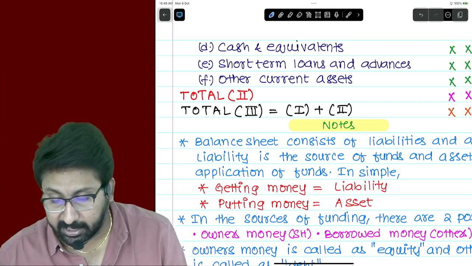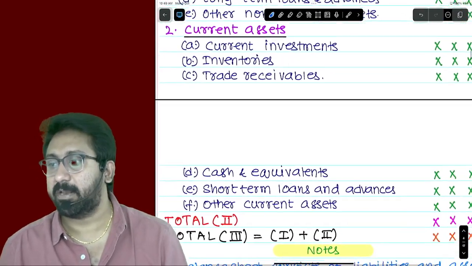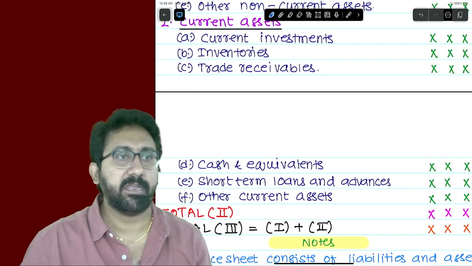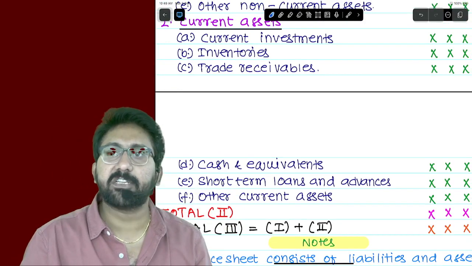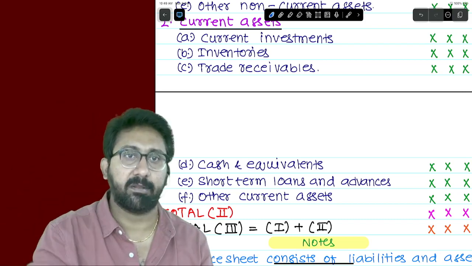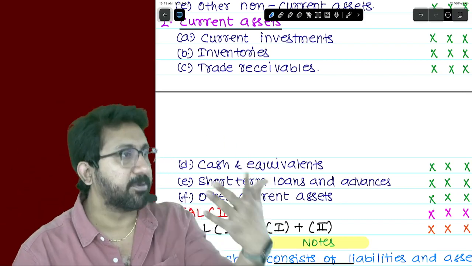But under the current assets, what will come? Let us see. What are the current assets? Current investment. Let me explain the meaning. Current investment means investments which are invested this year and disposed also in the same year. Within 1 year you will dispose, yeah.